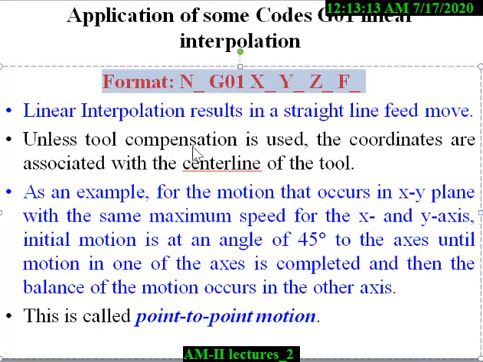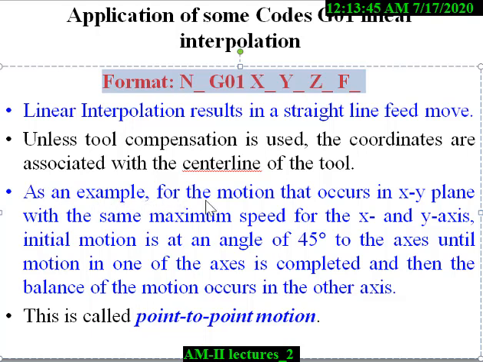Okay, so unless tool compensation is used, the coordinates are associated with the center line of the tool. So if you take the example of a 10 mm and a 20 mm drill bit, if you don't use the tool compensation, then the coordinates will be the same for both tools. But if you use the tool compensation, there will be a 10 mm difference between the two tools. You have to specify the coordinates for the tools.